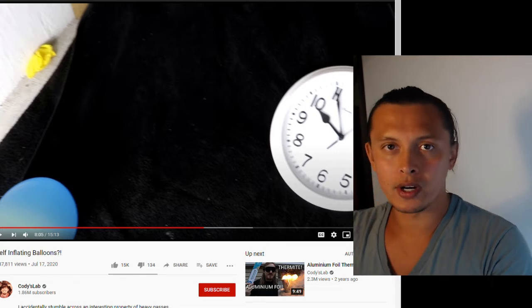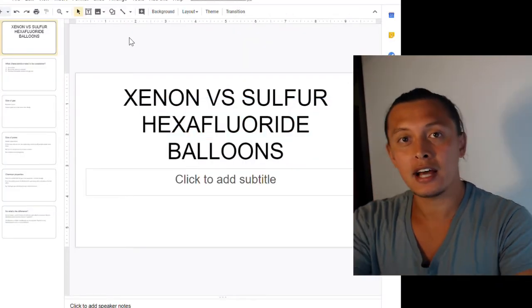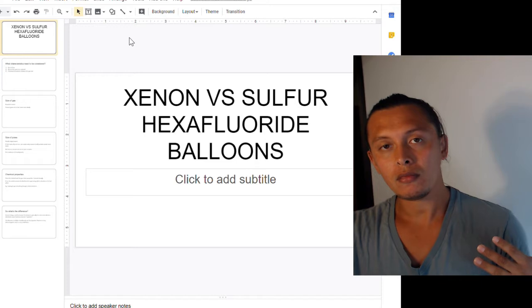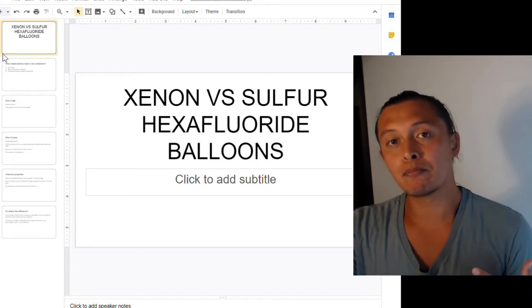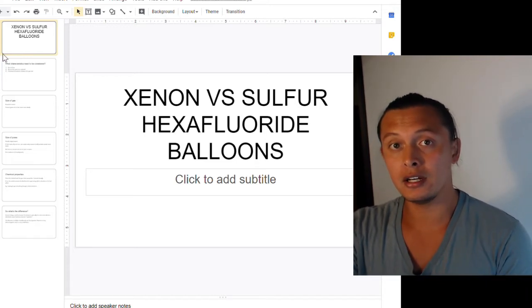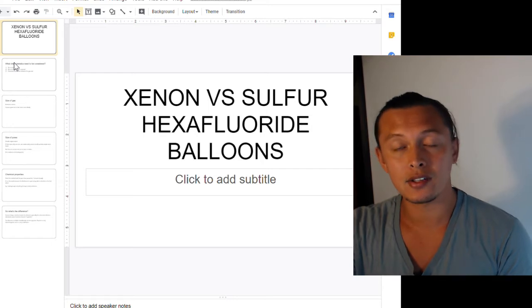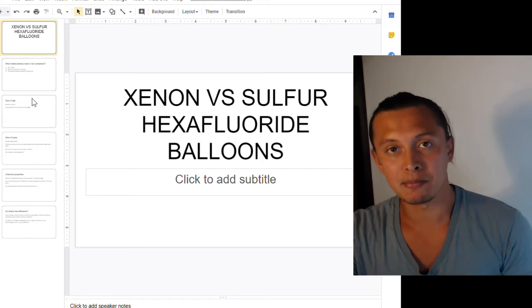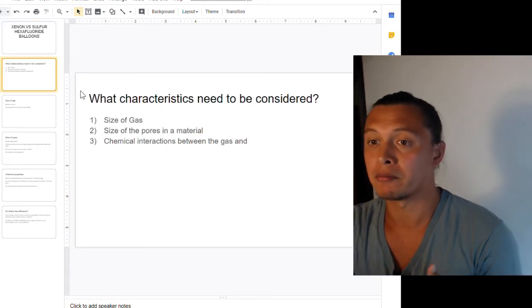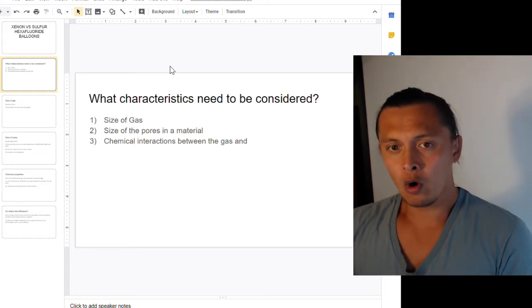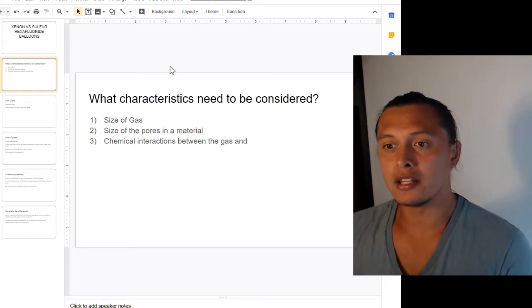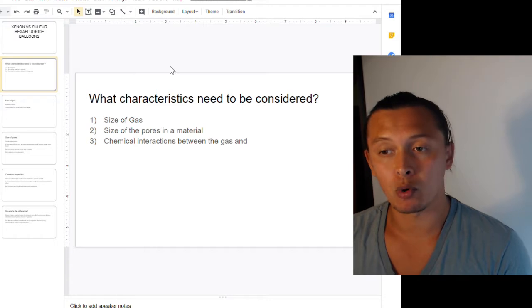So what is going on here? Because this cannot just be the properties of the balloon itself, or just the size of the gas molecule itself. There has to be something more. So what I basically boiled it down to was these three characteristics are probably playing the most important role.